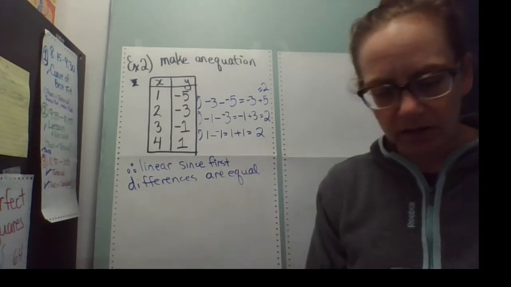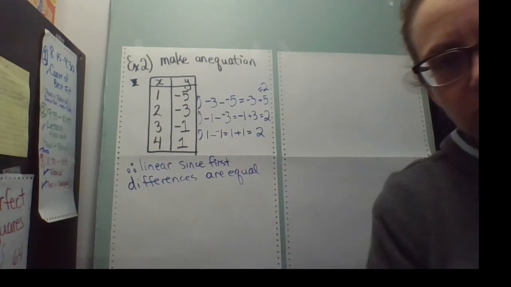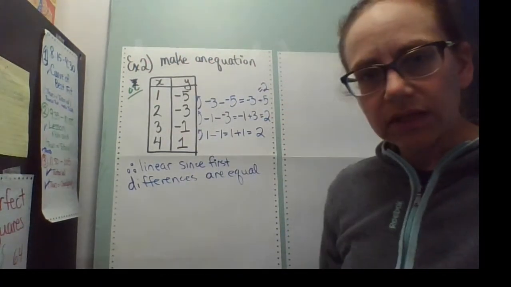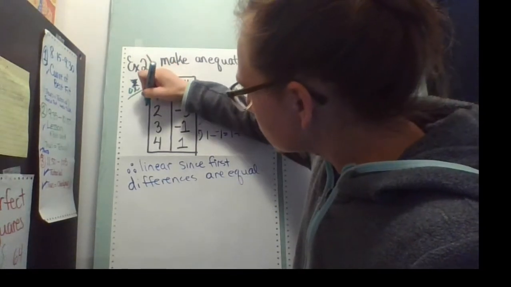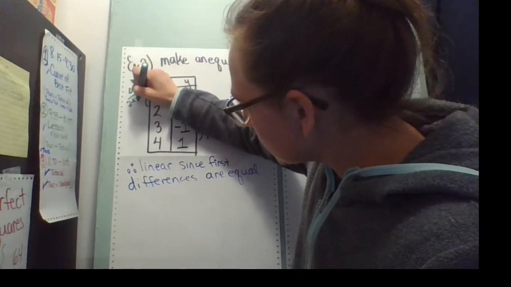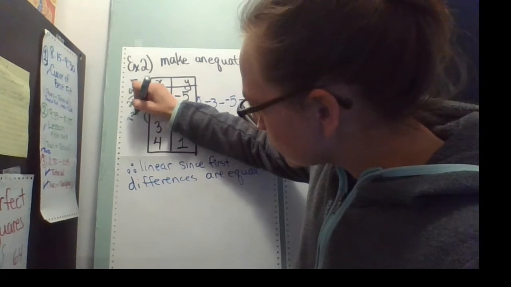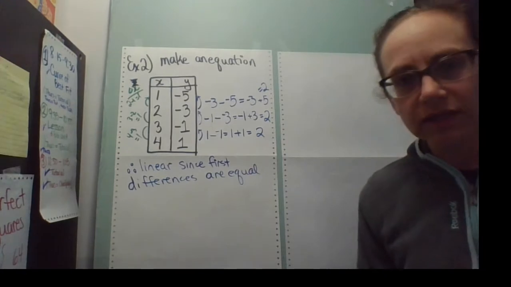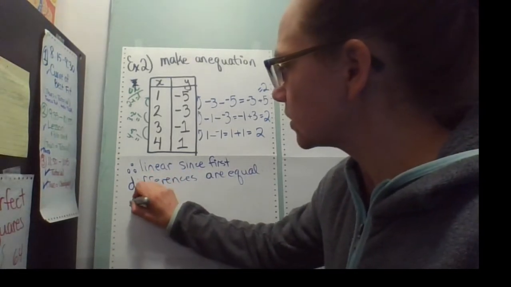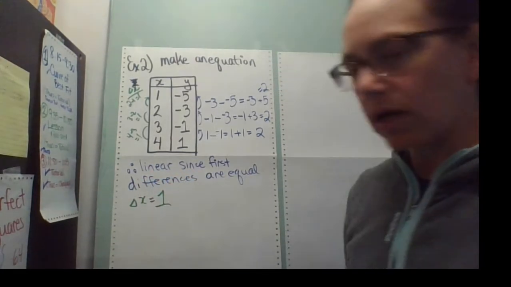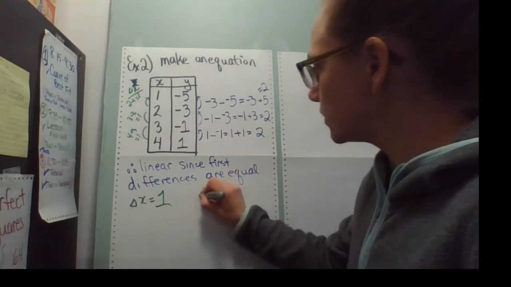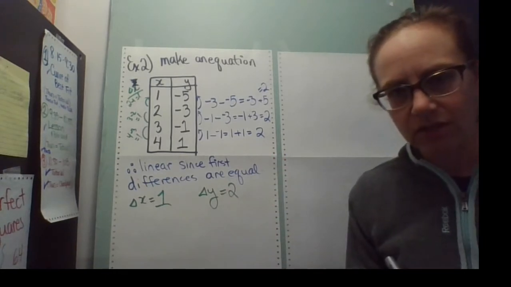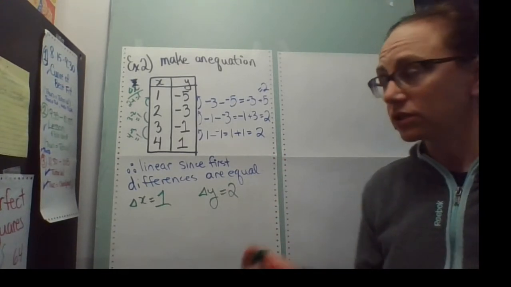And while I'm over here, let's also do the change in x. Let's just look for our change in x and see what that looks like. So let's see, we've got 2 minus 1 is 1, 3 minus 2 is 1, 4 minus 3 is 1. So in this situation, I have figured out that the change in x is 1. And I have figured out that my change in y is 2. So I've got tons of information in order to figure out how to find my equation.